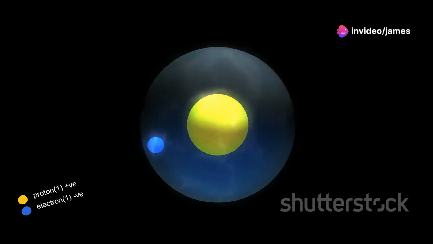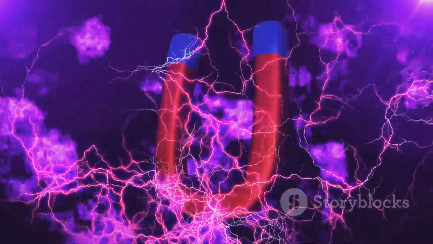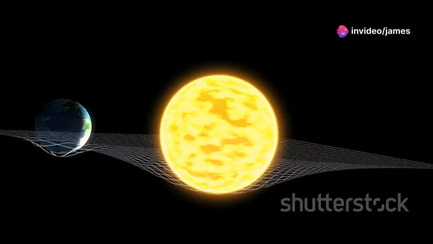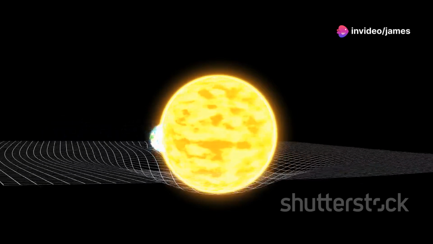Ever wonder how these charges interact? Why sometimes they attract and sometimes they repel? Well, it's all about the forces between them. Just like gravity pulls you towards the Earth, electric charges have their own set of rules for attraction and repulsion.